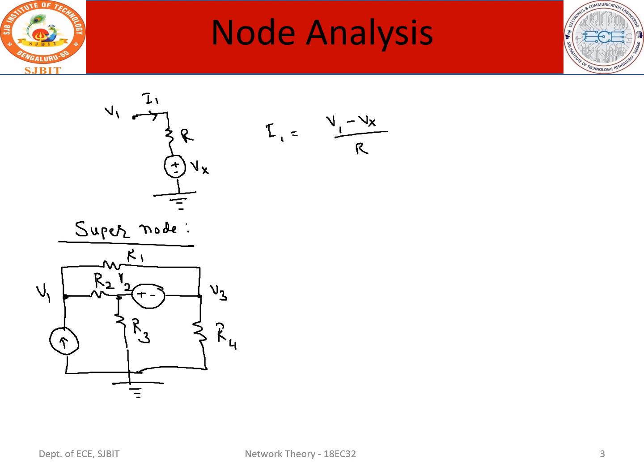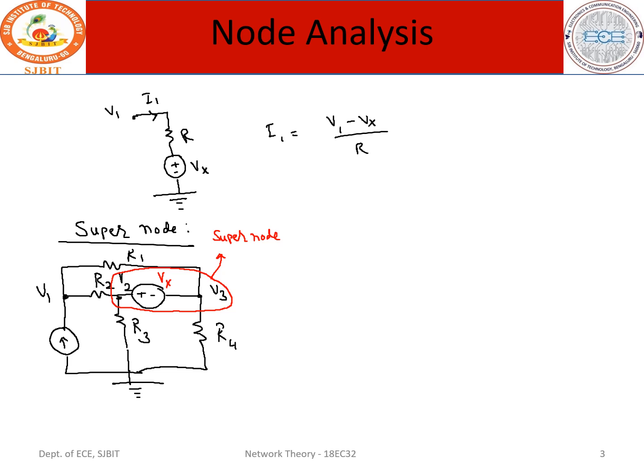So in this case, the voltage Vx exists between the two nodes, that is V2 and V3. Therefore, this will act as a super node. This is your super node.